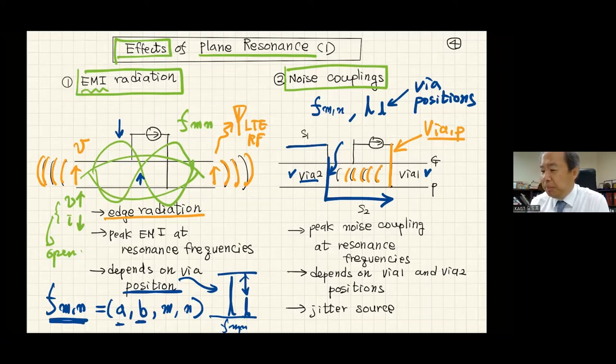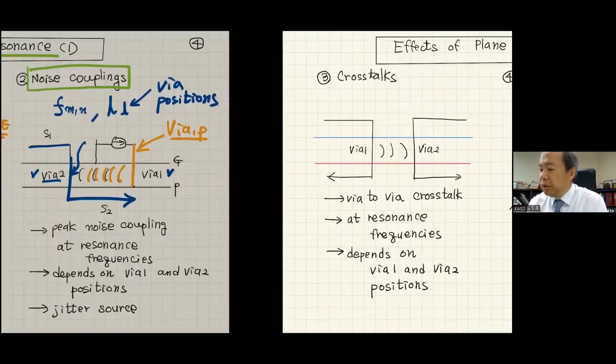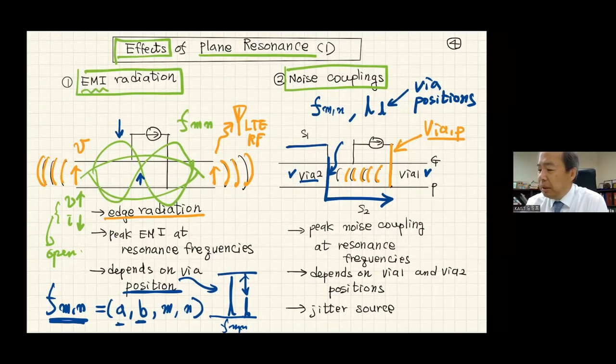Let's continue class. So far I was talking about the effects of power ground plane resonance, which usually occurs at the PCB and package level. Sometimes this can occur at the on-chip level as well, but usually the frequency is over the 100 gigahertz range, because the on-chip size is very small, so it usually occurs at very high frequencies.